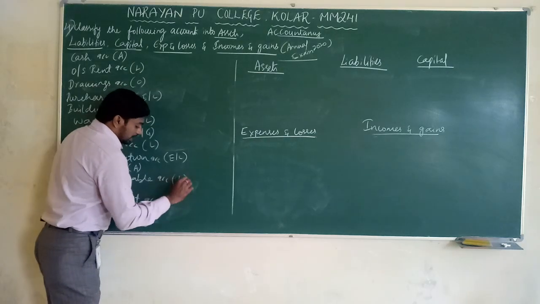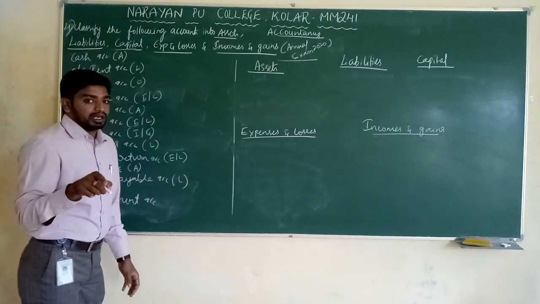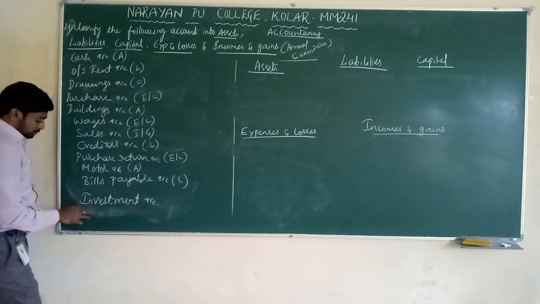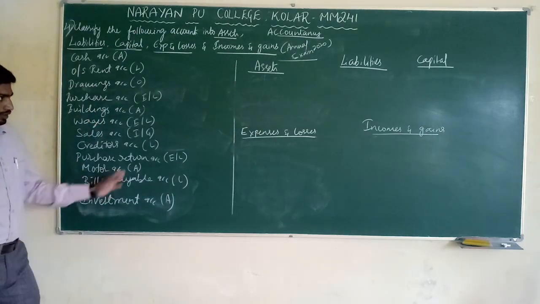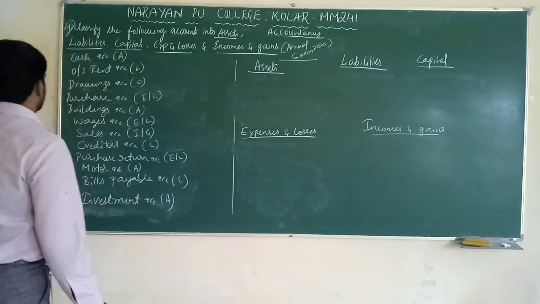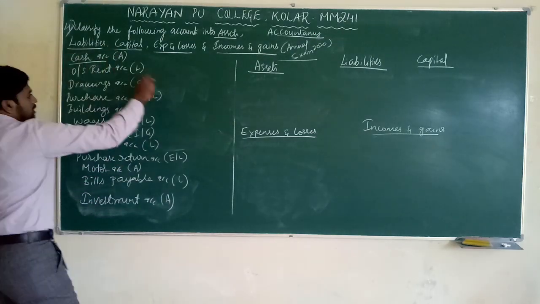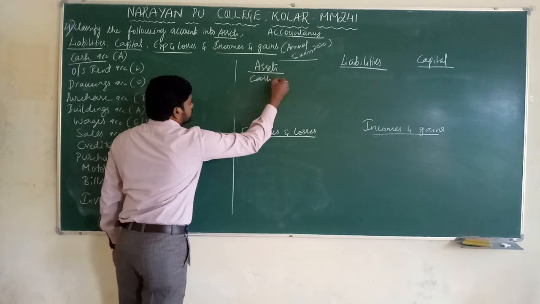Bills payable comes under liability. Bills receivable comes under assets. Investment account comes under assets. Let us classify one by one. Cash account comes under assets. Cash account.